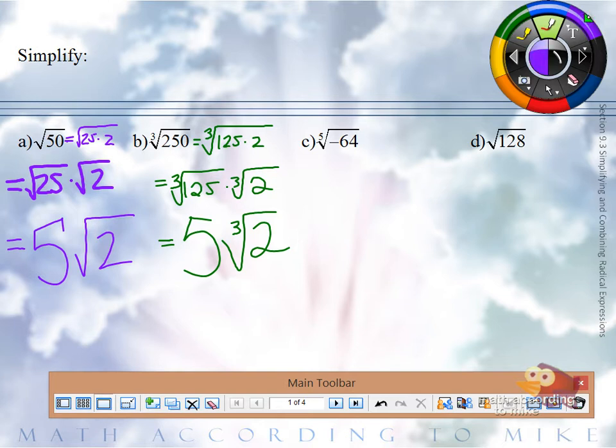C. What is the largest perfect fifth in negative 64? Negative 2 is not a perfect fifth. Negative 32.